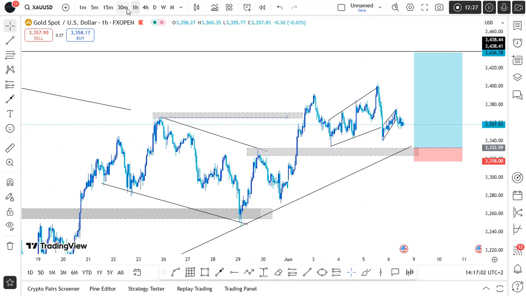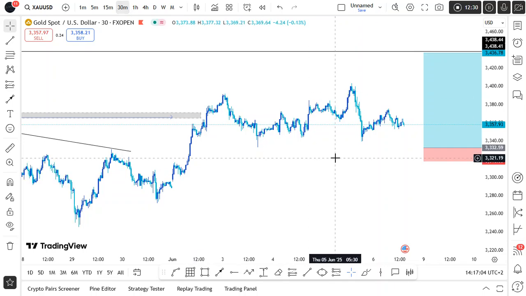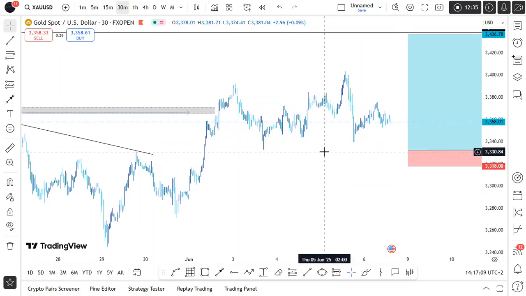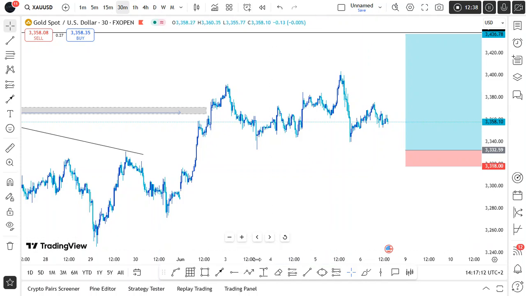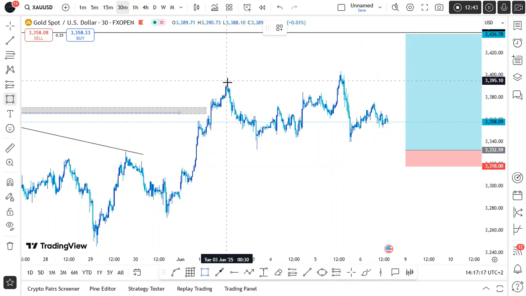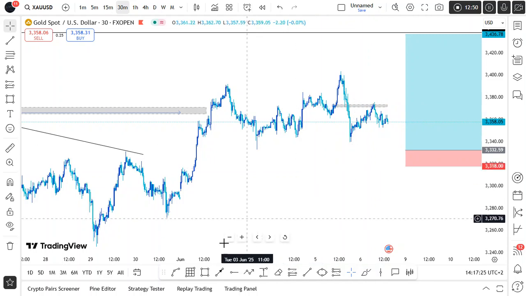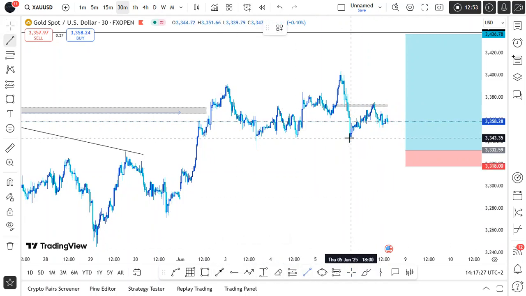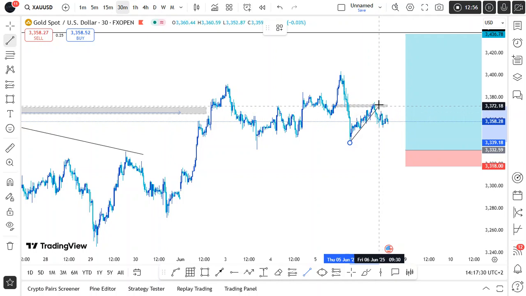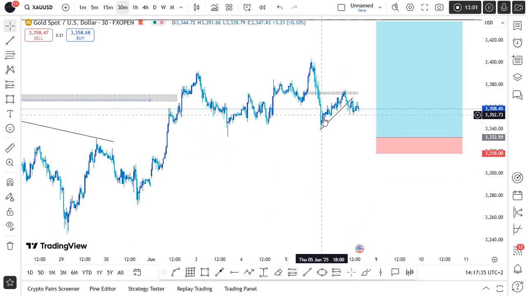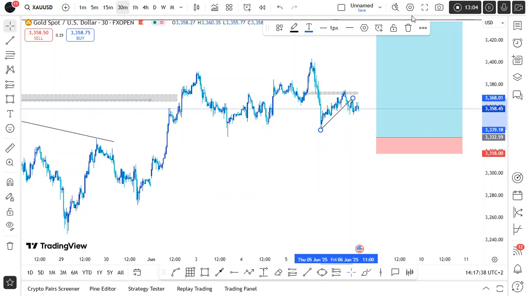And I'll move to the 30 minutes. On the 30 minutes, it's clear that we are buying. But then there are these short-term sells that we have to respect. If you check here, we are retesting from the zone. We have retested from that zone so that we can push below here. So yes, we can actually have a short-term buy on gold.